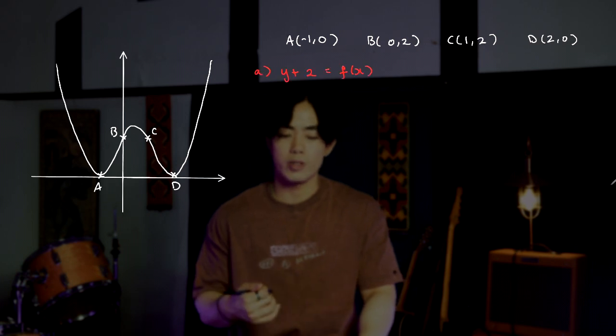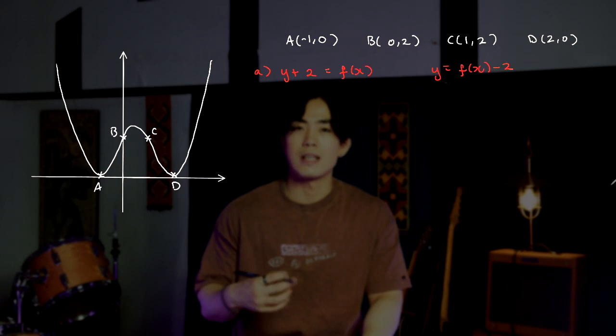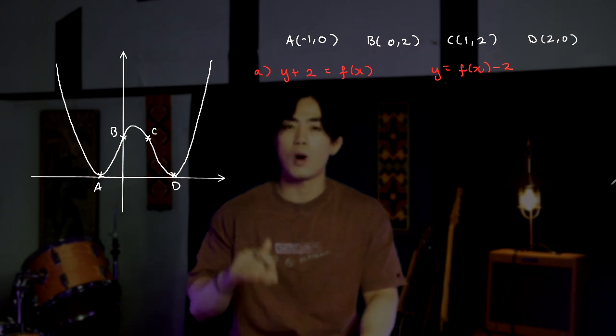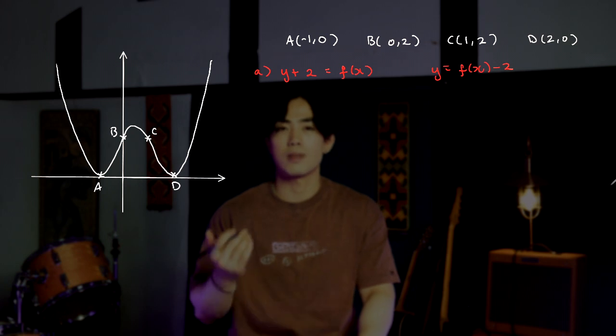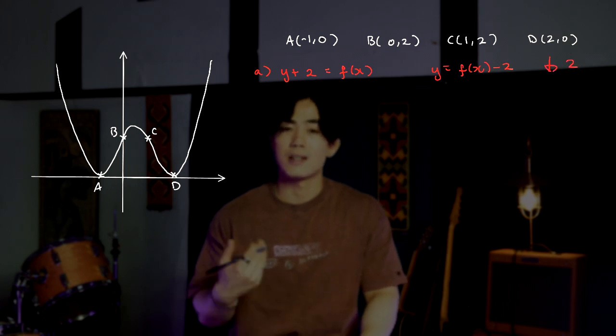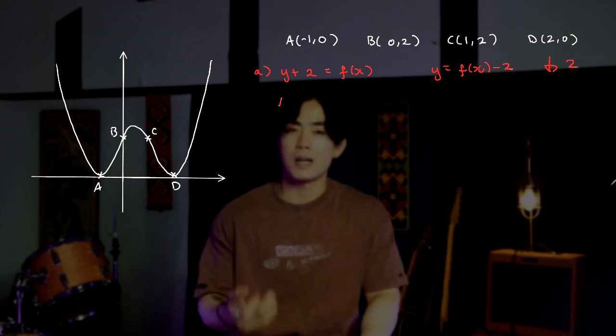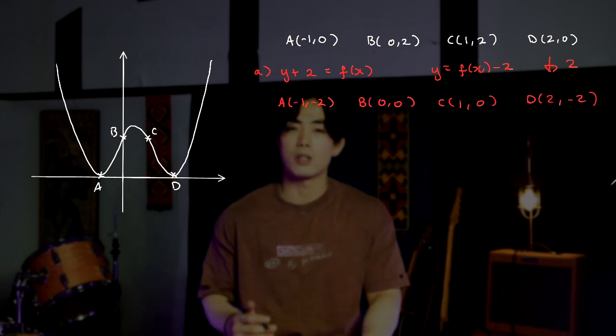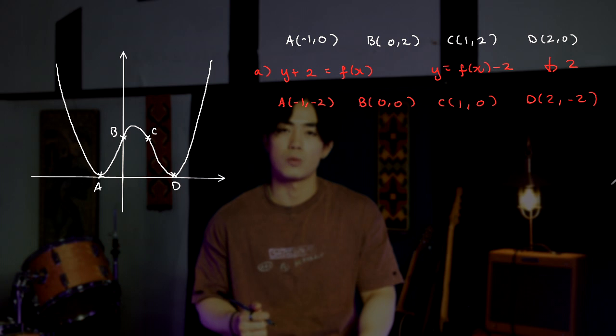So in part A, we can rearrange it as y is f of x minus 2. Now our transformation is outside the bracket and it's minus 2, meaning that it's going to affect the y values and it's going to translate them downwards by 2. So now the coordinates will be (-1, -2), (0, 0), (1, 0), and (2, -2). They've all moved down by 2.